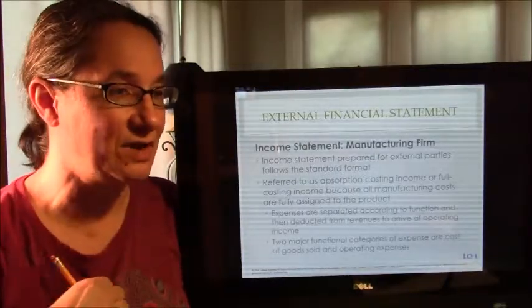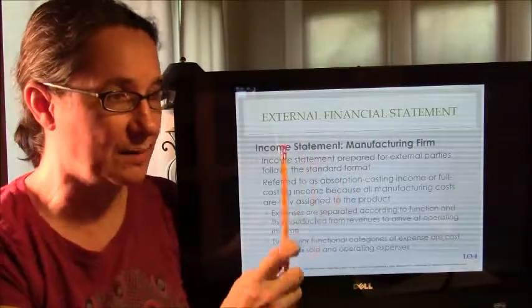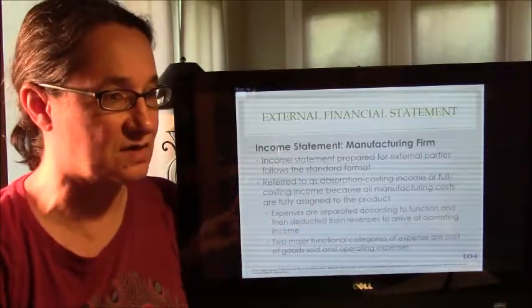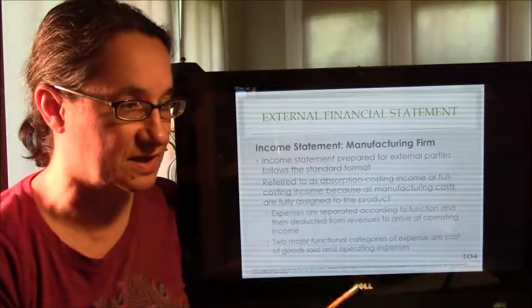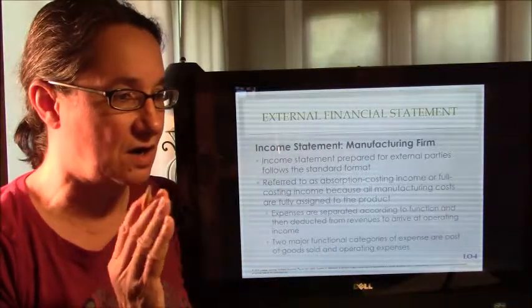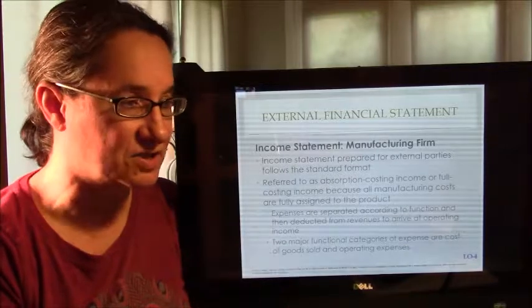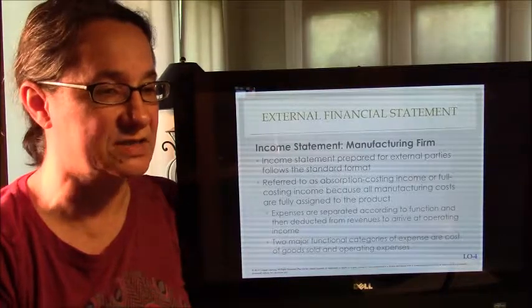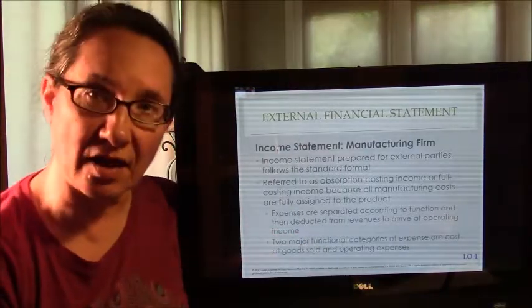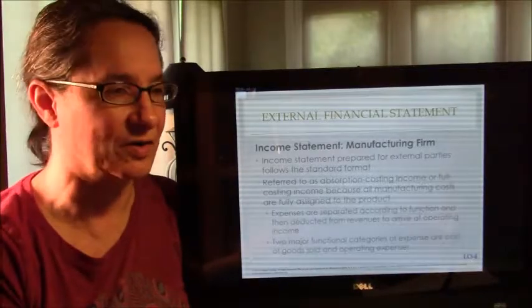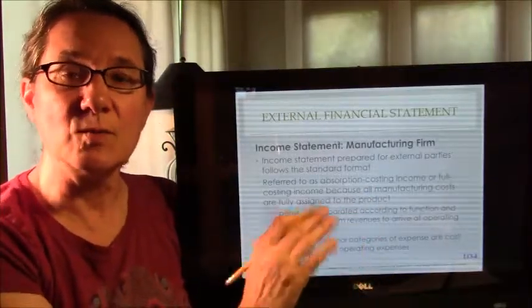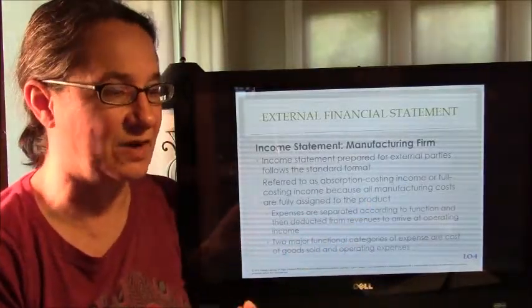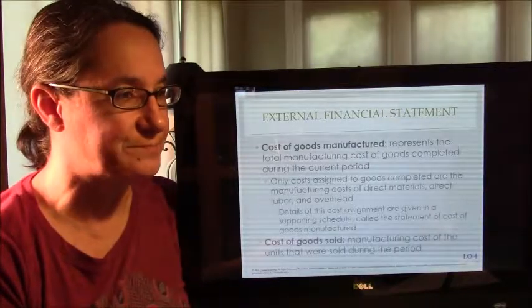Income statements. If you're a manufacturing firm, you have to follow a certain format, and it's called absorption costing or full cost costing. All manufacturing costs are fully assigned to the product. Expenses are separated according to function and then deducted from revenues to arrive at operating income. The two major functional categories of expense are cost of goods sold and operating expenses, right? That just sounds pretty familiar. I mean, this is financial accounting. We in this class are going to be really concerned with coming up with the cost of the goods manufactured and cost of goods sold.